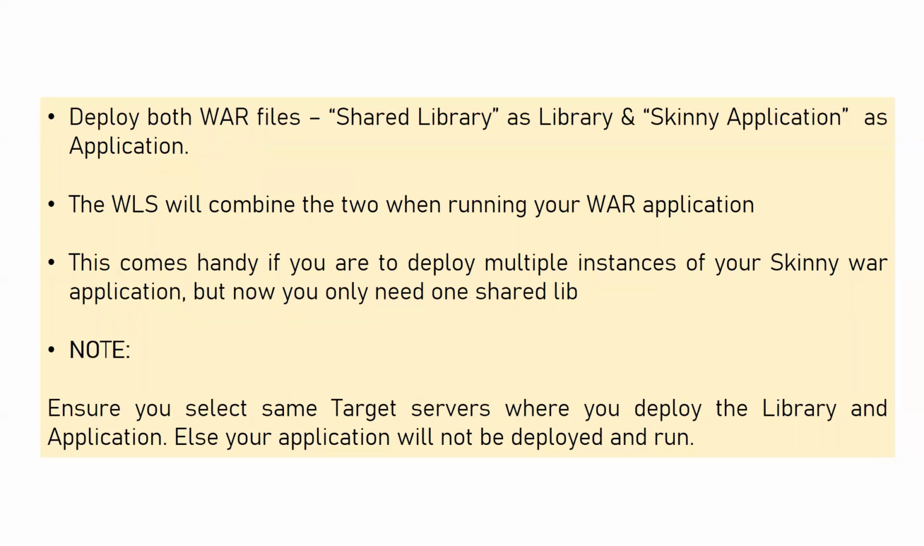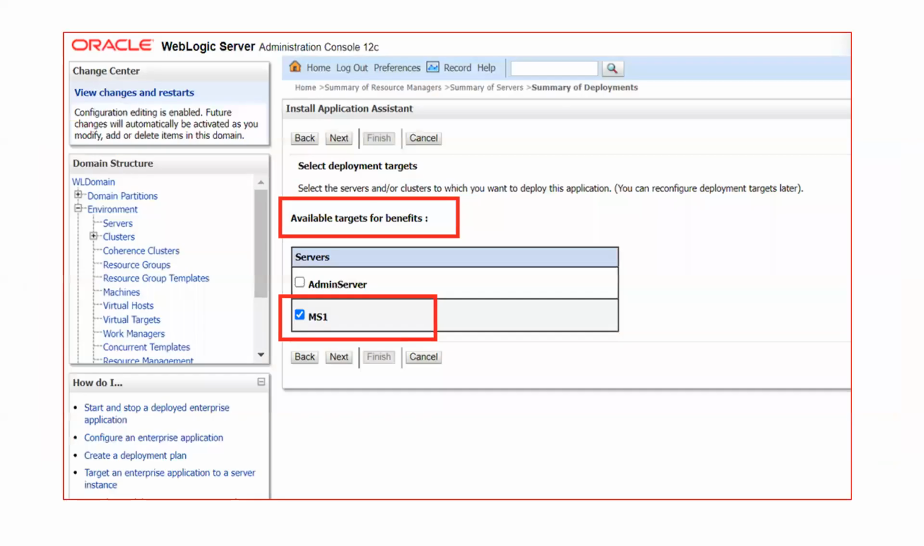Okay, and when you are running, then the WebLogic server will combine both of them together so that they can use each other, right? So this comes in handy if you deploy multiple instances of your skinny war application, but now you only need one shared library file. So when multiple war files are referencing the same code, you can deploy it as a library. Once you are doing the deployment, make sure that the same target is selected for the library and the same target is selected for the war application, because they are going to use each other.